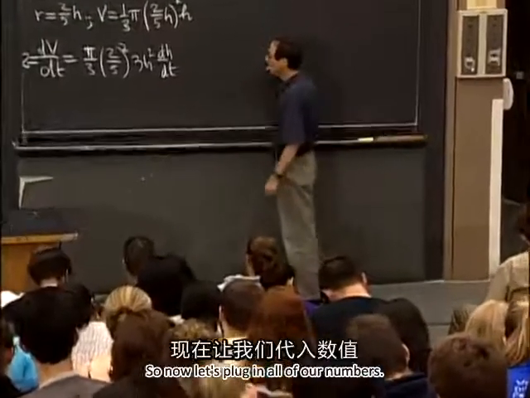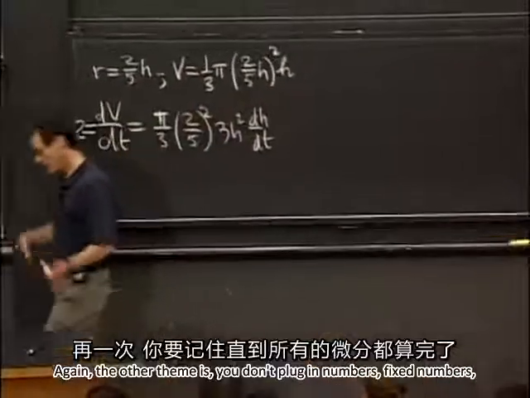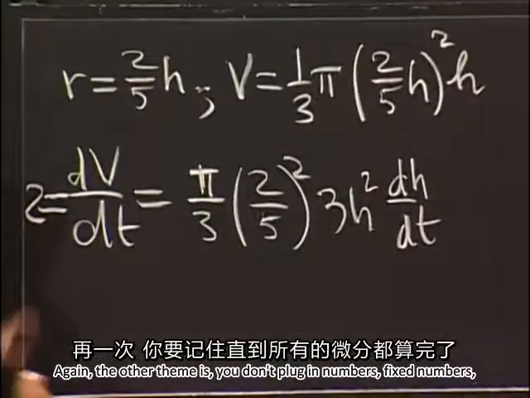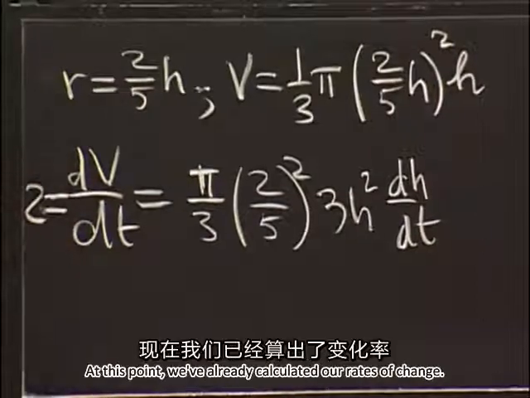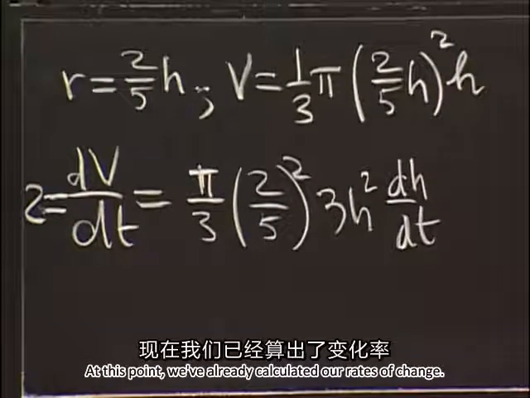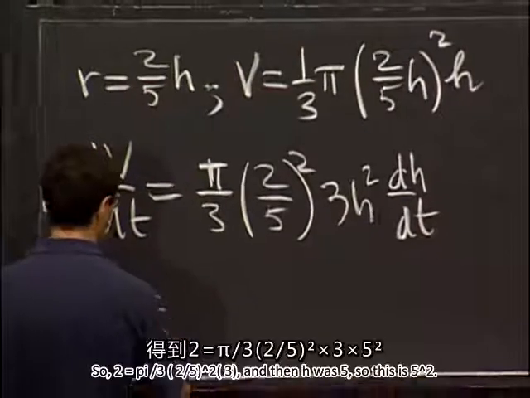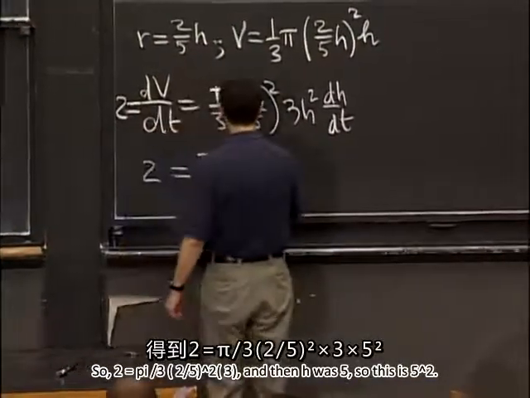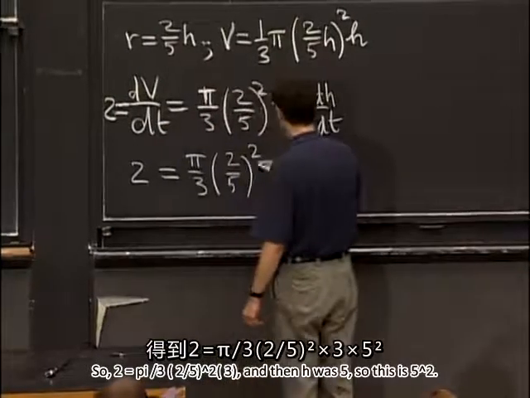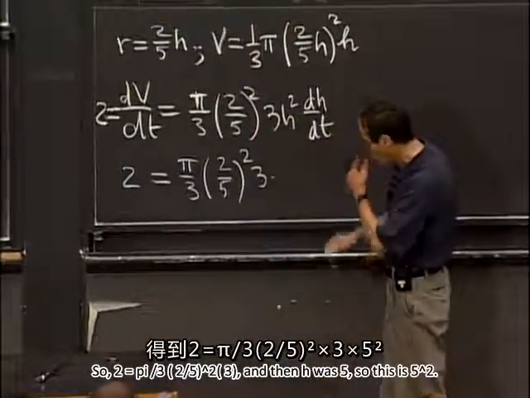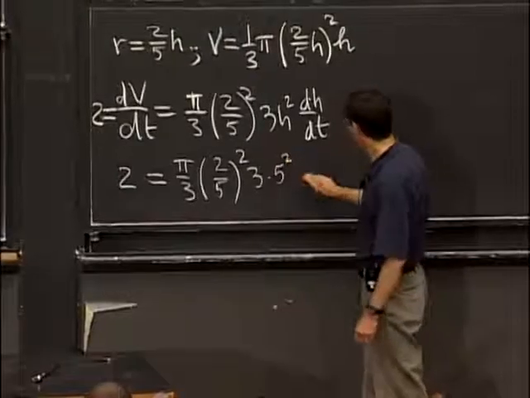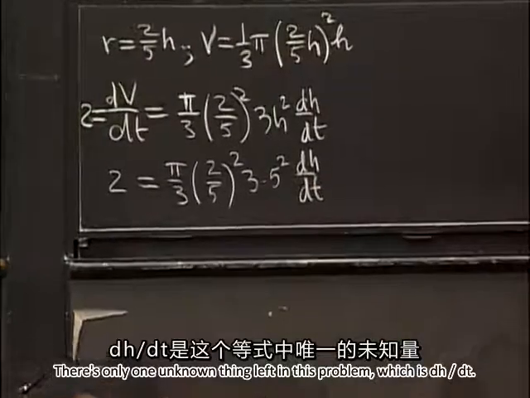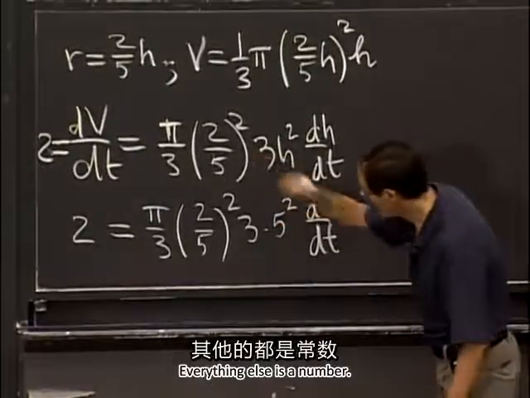All right, so now let's plug in all of our numbers. Again, the other theme is you don't plug in fixed numbers until everything has stopped moving. At this point, we've already calculated our rates of change, so now I can put in the numbers. So 2 is equal to pi over 3 times (2/5) squared times 3, and then h was 5, so this is 5 squared, and then I have dh/dt. There's only one unknown thing left in this problem, which is dh/dt. Everything else is a number.